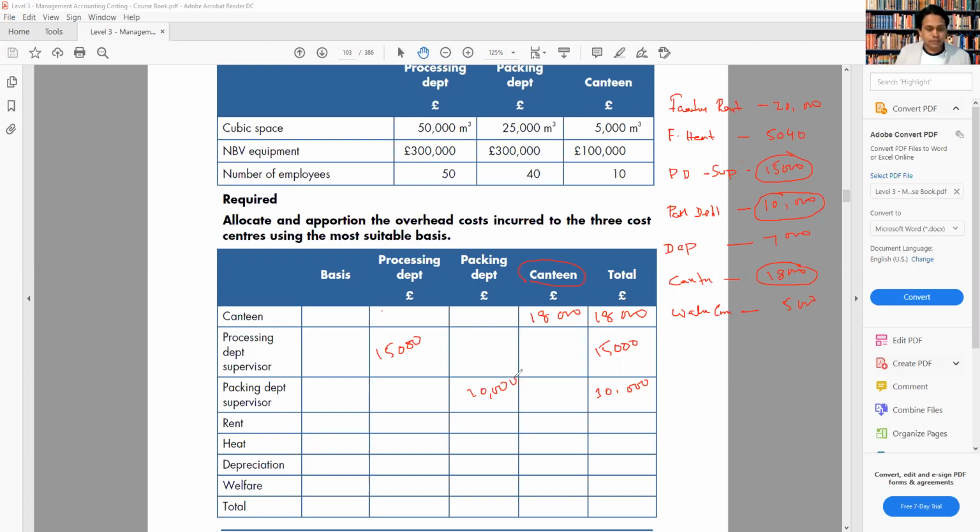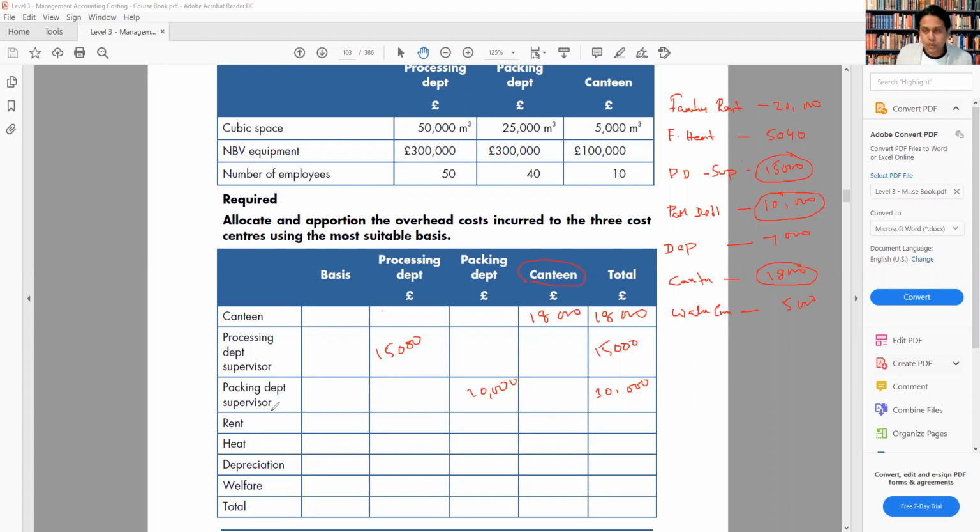All right, so up to here we are happy. We allocate all the costs that we can directly identify as belonging to that department. Now we move to the rent. We know rent is not going to be allocation because rent we have to split between all the departments.